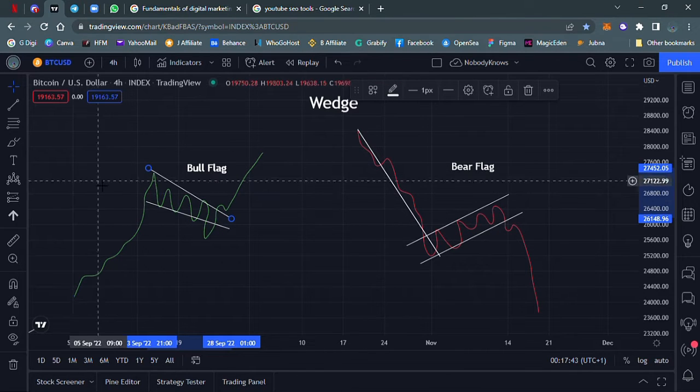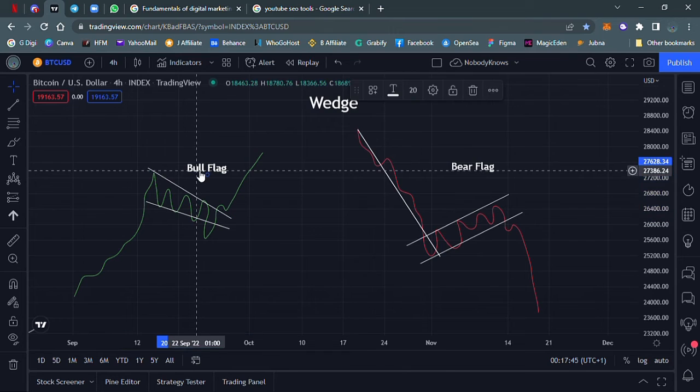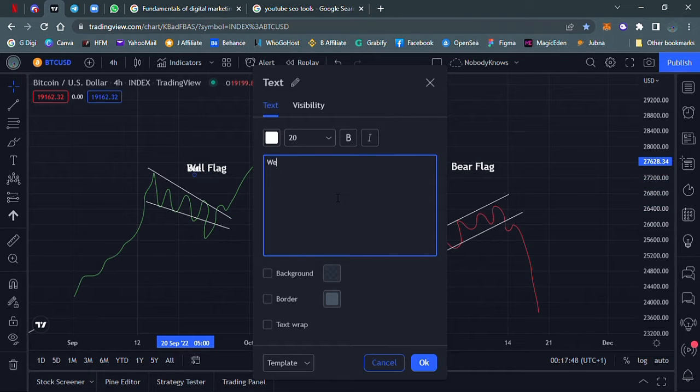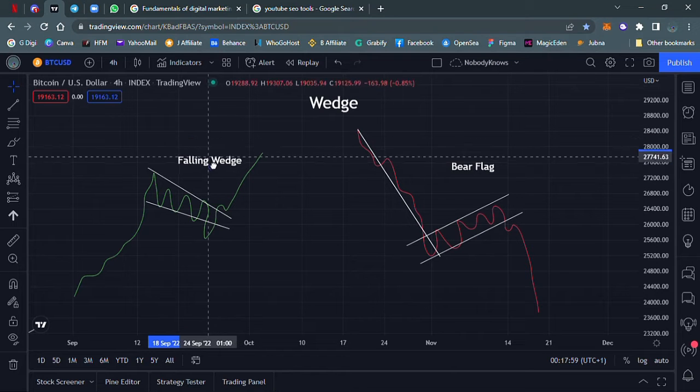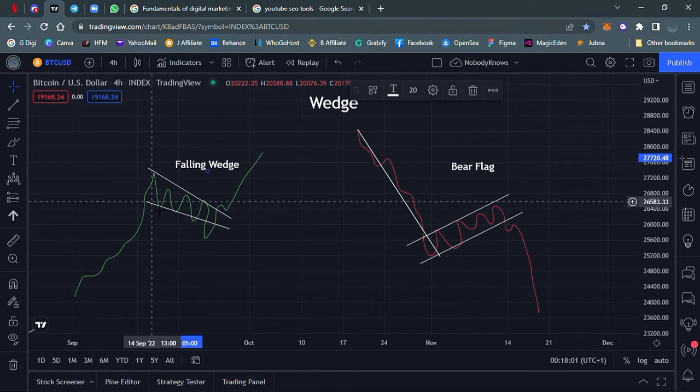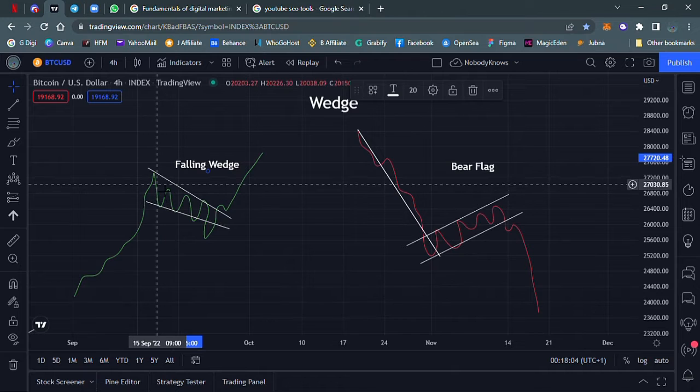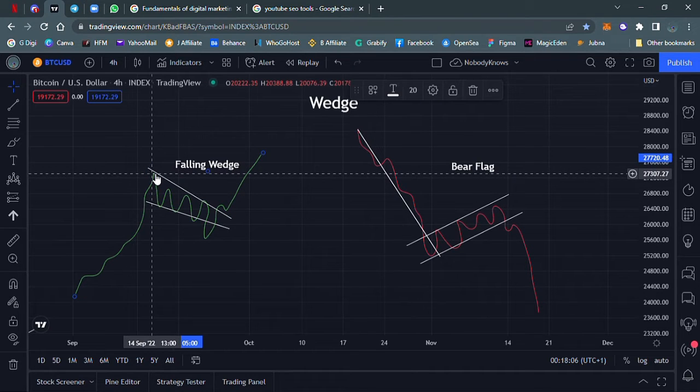The bull flag was straight. Now this is a wedge. Now they call it, this particular is called a falling wedge. This in particular is called the falling wedge. A falling wedge also is bullish. It's bullish by nature, right? It usually comes up in a bullish market. That's the usual thing.